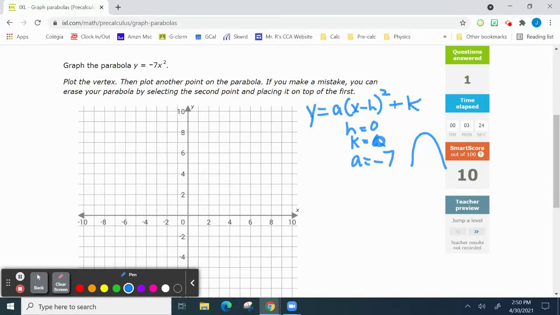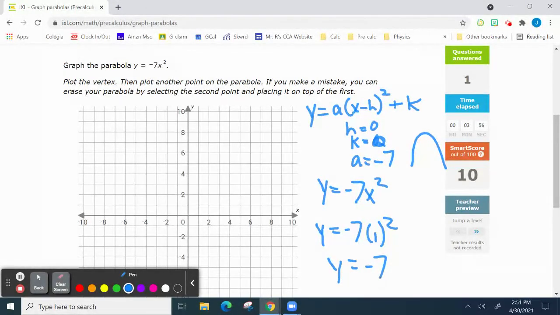So now here's our actual equation. We know our vertex is 0, 0, and now we have our equation. And you can pick any x you want. When you're doing this, you can pick any variable you want. Just pick a convenient one. So for me, I think it's pretty convenient to make x equal 1, right? So y equals negative 7 times 1 squared, right? So when x equals 1, y equals negative 7.